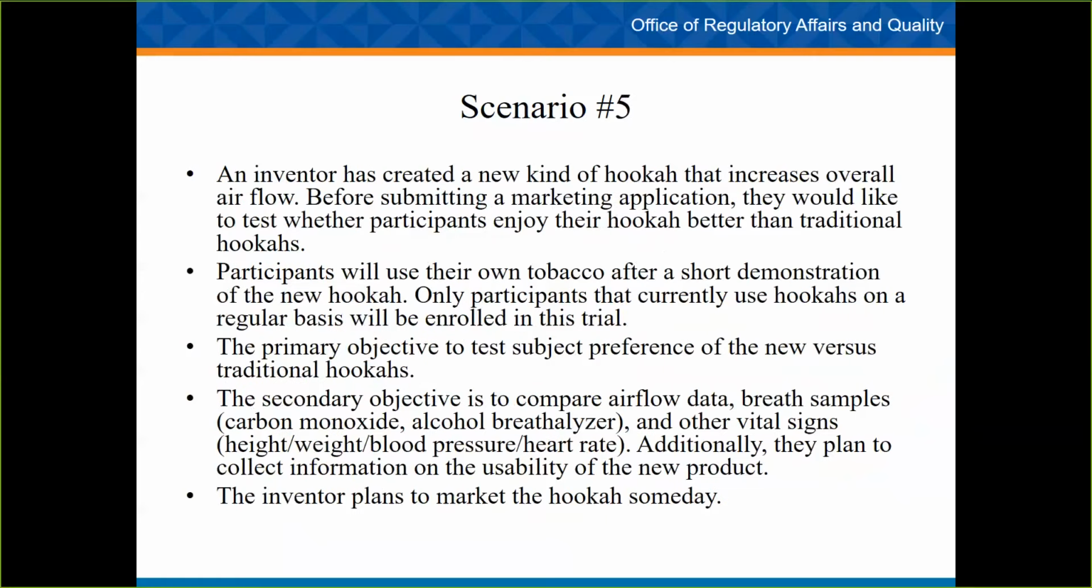All right, this is the last one. An inventor has created a new kind of hookah that increases the overall airflow. Before submitting a marketing application, they'd like to test whether participants enjoy their hookah better than traditional hookahs. Participants will use their own tobacco after a short demonstration. Only participants that currently use hookahs on a regular basis will be enrolled. The primary objective is to test subject preference. The secondary objective is to look at airflow, breath samples, vital signs, and they also want to collect information on usability of the new product. And the inventor plans to market this hookah someday.